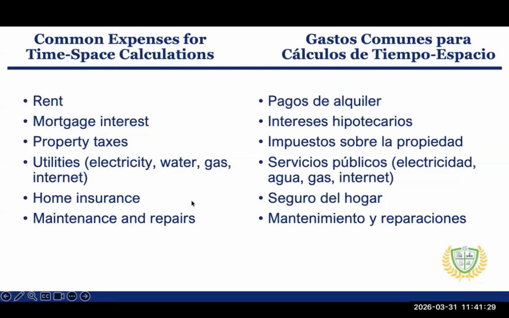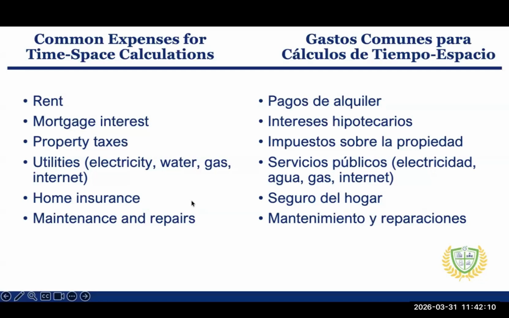Also, if you own your home and you're paying a mortgage, you can deduct the interest. Again, not the mortgage payment, just the mortgage interest. So not the principal. You can also deduct property taxes. You can deduct a portion of your utilities like electricity, water, gas, and internet. Also, if you pay for home insurance, a portion of that can be deducted. And any maintenance or repairs that cover the entire home can also be deducted.